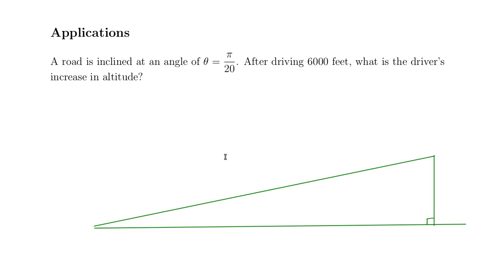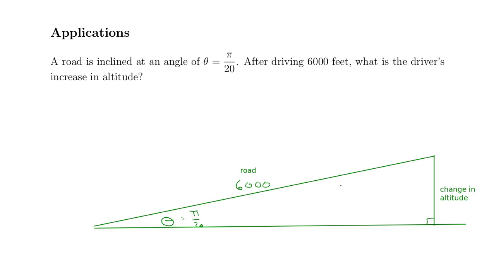So this is our road. And we want to figure out what this change in altitude is here. We have an angle given to us. The angle is this one right here. So our theta equals pi over 20. And we know that the length of the road, that's the distance that they travel, that is 6,000 feet.